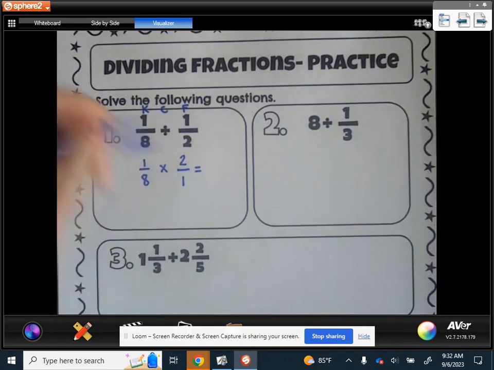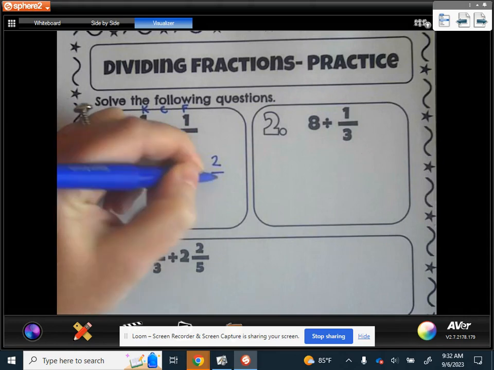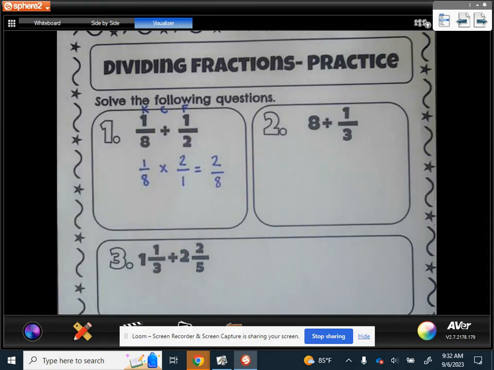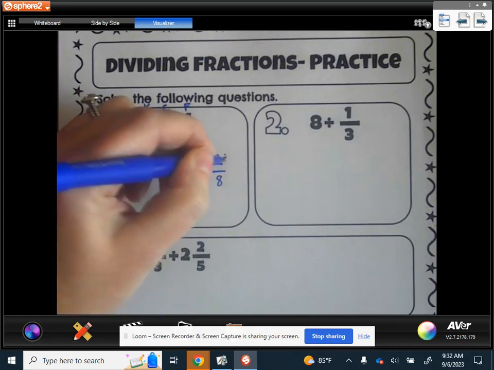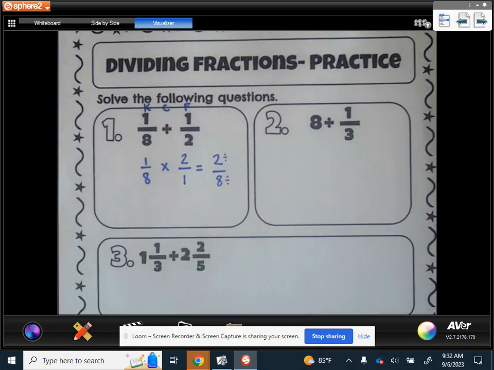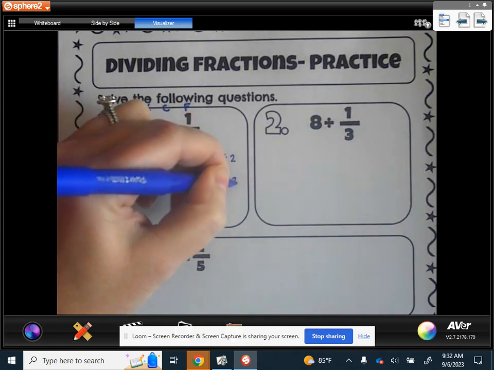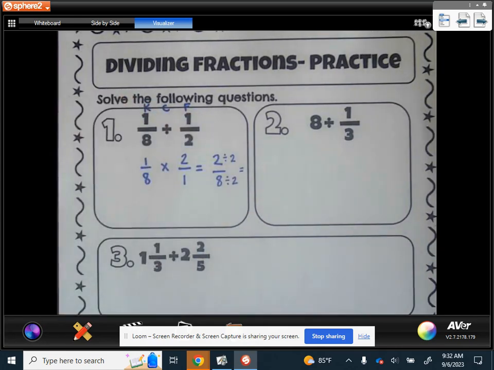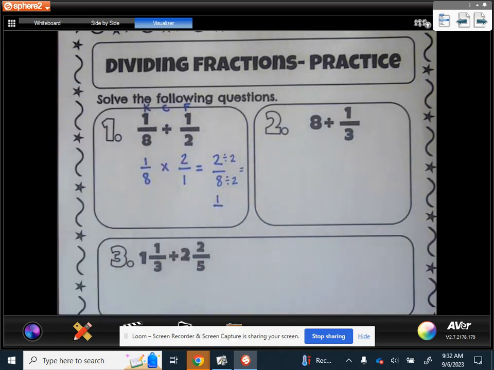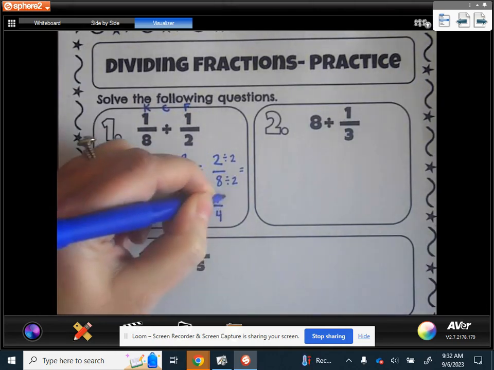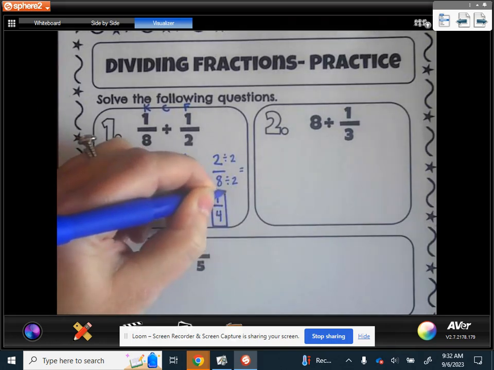We multiply our numerators. 1 times 2 is 2. We multiply our denominators. 8 times 1 is 8. And just like with fraction multiplication, if we need to simplify, we have to do that. So in this case, we can simplify because 2 and 8 are both even. So we can divide both of those by 2. Half of 2 is 1, and half of 8 is 4. So our answer for this one is 1/4.